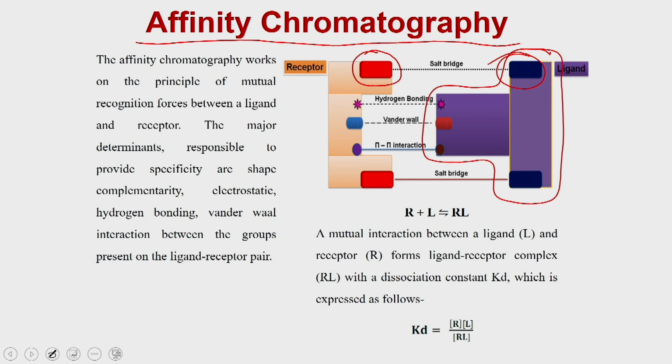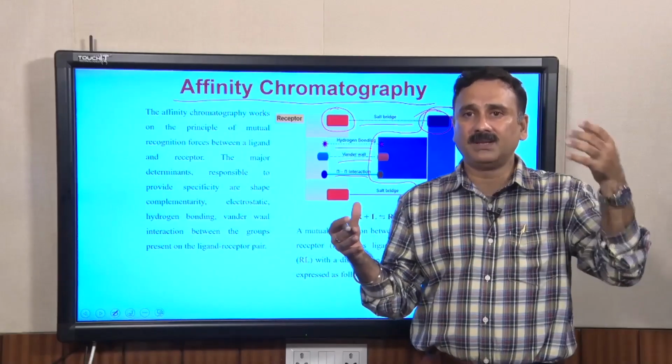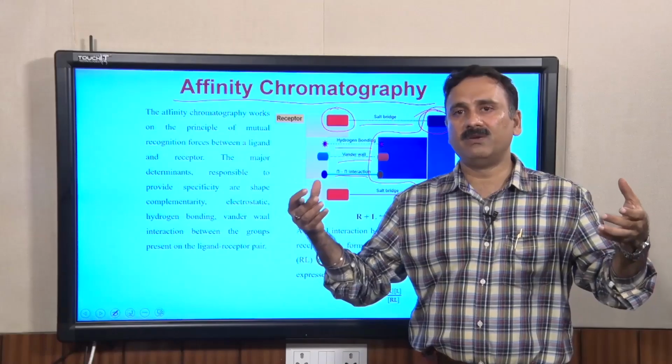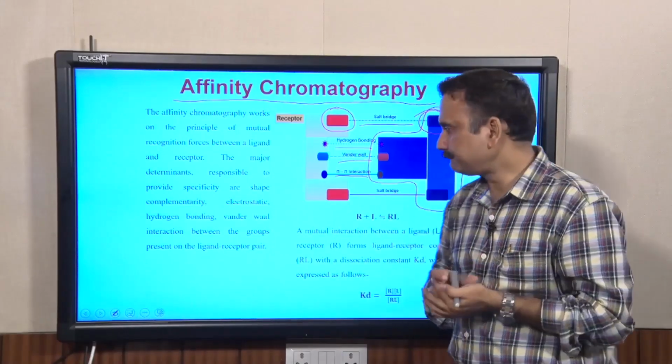So, suppose you have a receptor for insulin, then insulin is going to satisfy all these interactions, whether it is the salt bridge interactions, hydrogen bond interactions, van der Waals, or pi interactions. All these interactions are going to be met by the cognate ligand, not by any other ligand, and because of that the receptor and the ligand are going to be very, very specific.